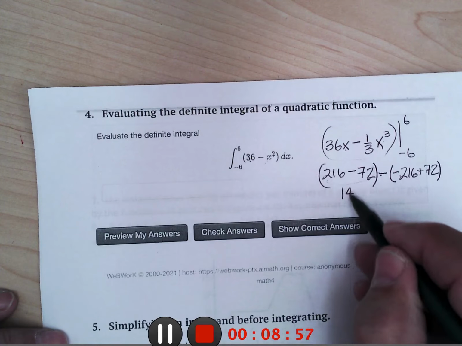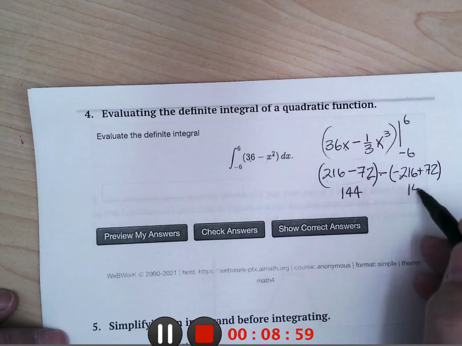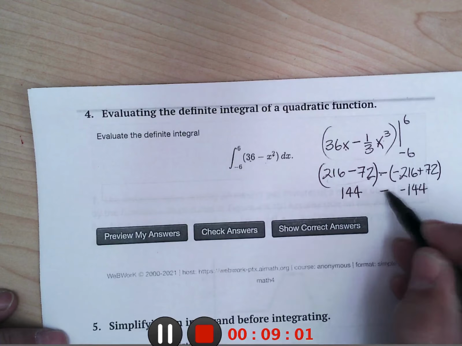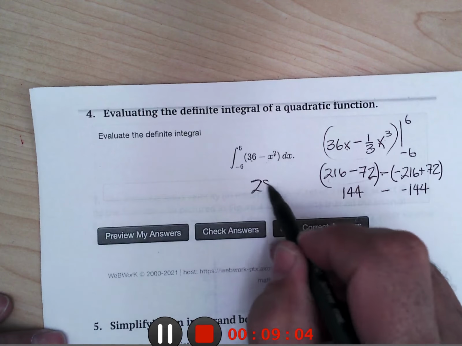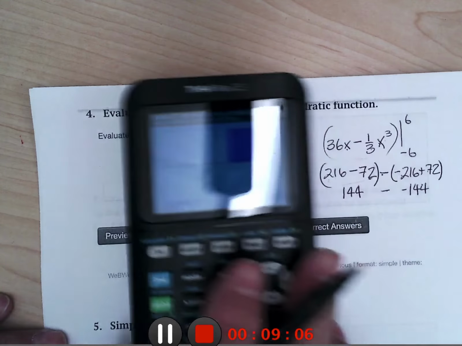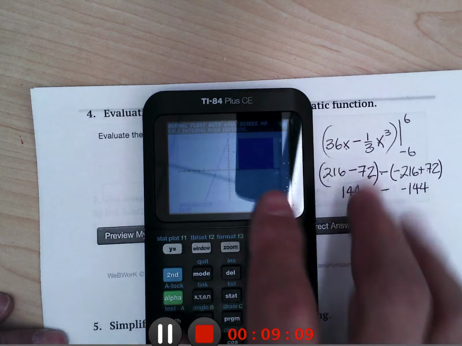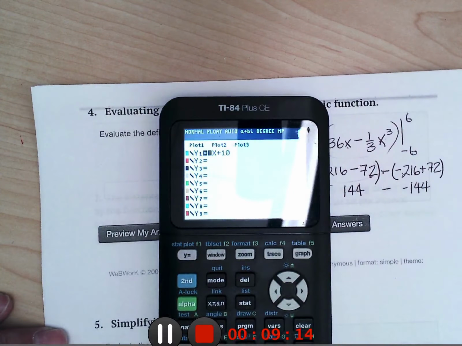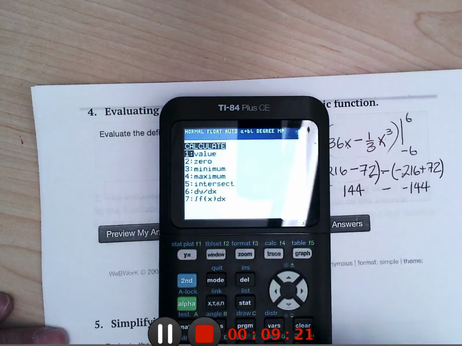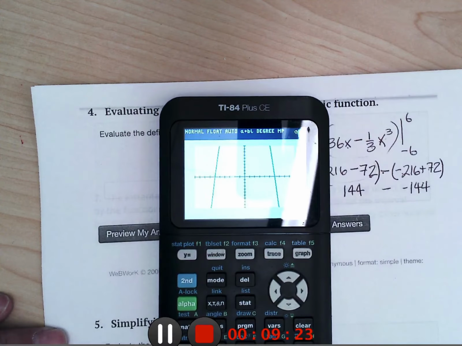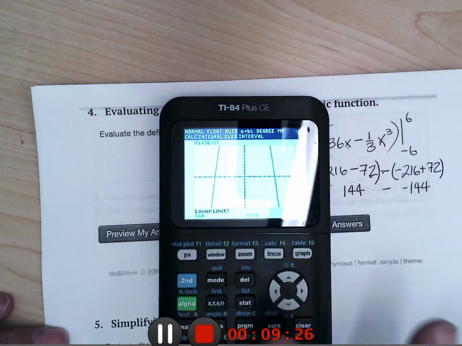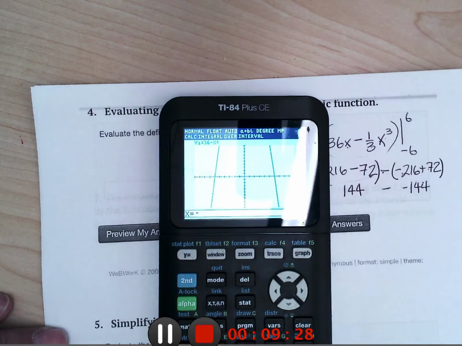And this will be 144 negative and negative, and so it's 288, I believe. And negative 6 to 6 is on this, so it would just go to here and type in clear 36 minus x squared. And second, calculate, number 7. It really goes up a lot of area from negative 6, enter, to 6, enter, 288.